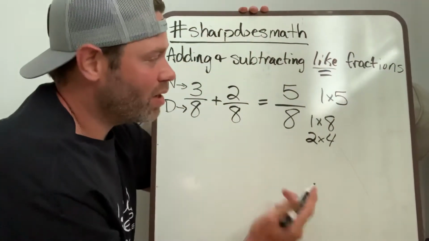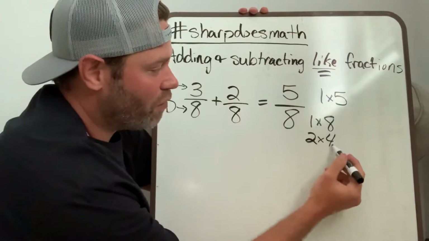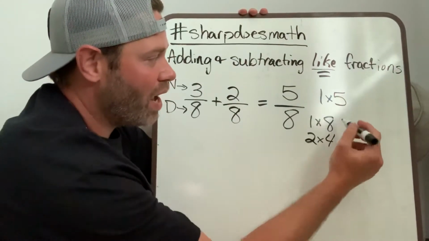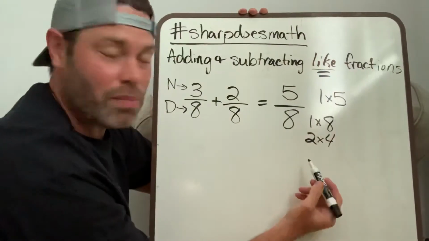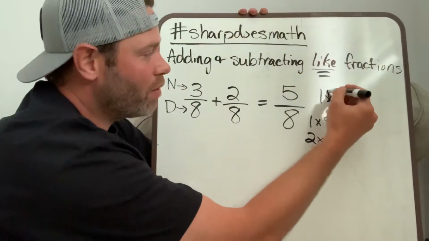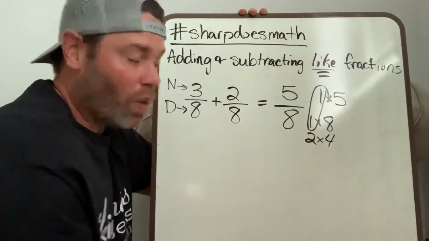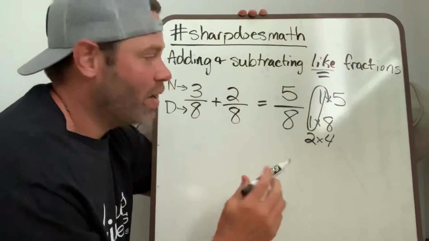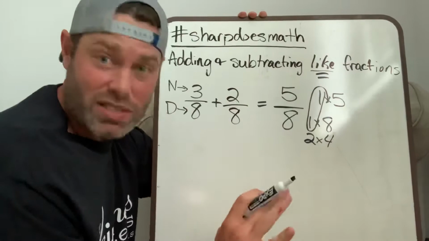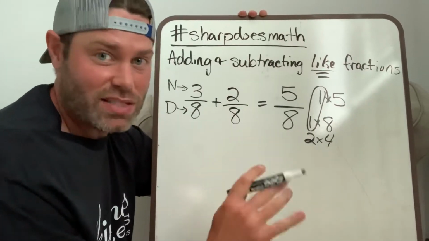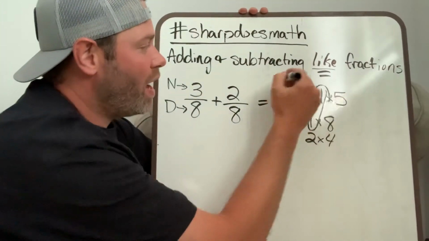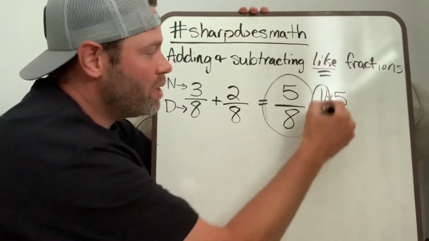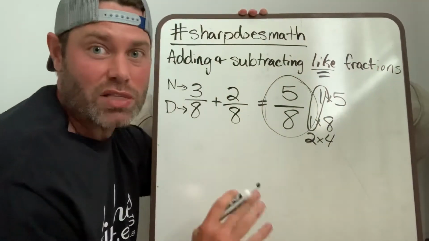And when you look at those, we have an 8, a 4, a 2, and a 5. None of those numbers are the same. The only number 5 and 8 have in common is 1. And when they only have 1 in common, that means it can't be simplified anymore. It's in simplest form. So 5/8 would be the answer to this problem.